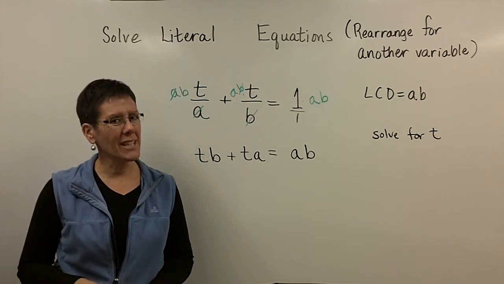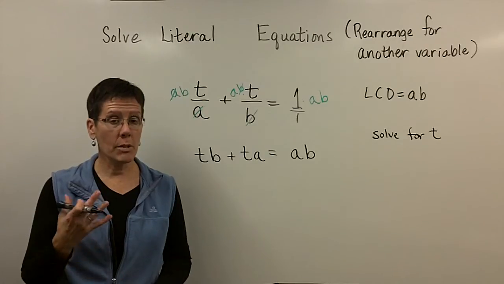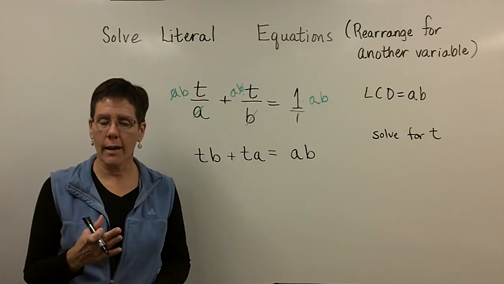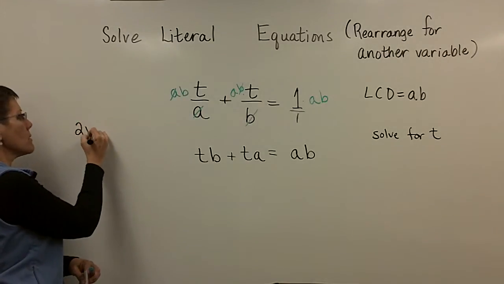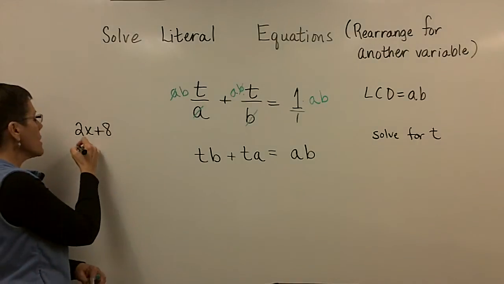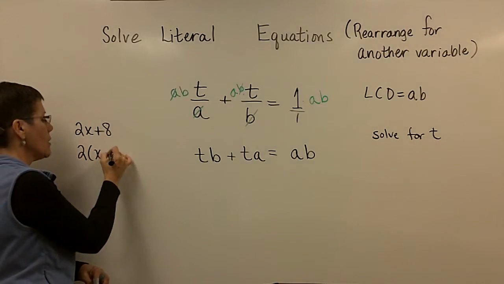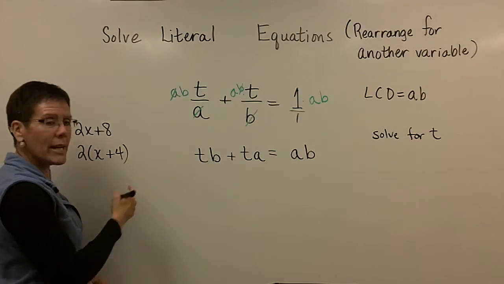I'm trying to solve for the letter t, though, and if it occurs more than once in a problem, you've got to be sure that both of those terms are on one side, and then you've got to factor it out. Much like, let me just compare it to this. When you have the expression 2x plus 8, and I ask you to factor that, you take the 2 out of each of those terms, and you have 2 times x plus 4. That's what I have to do here.